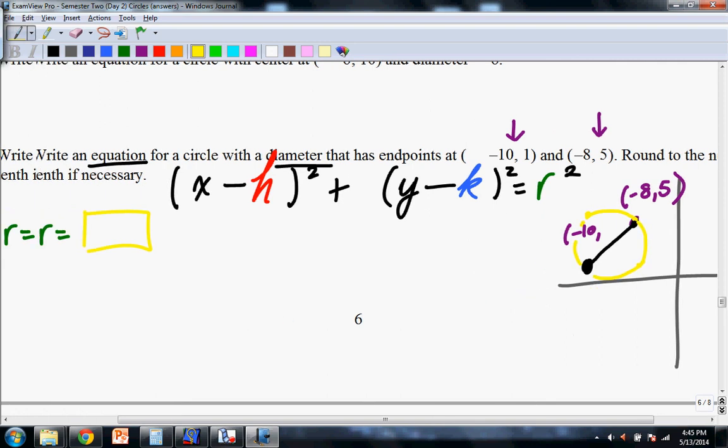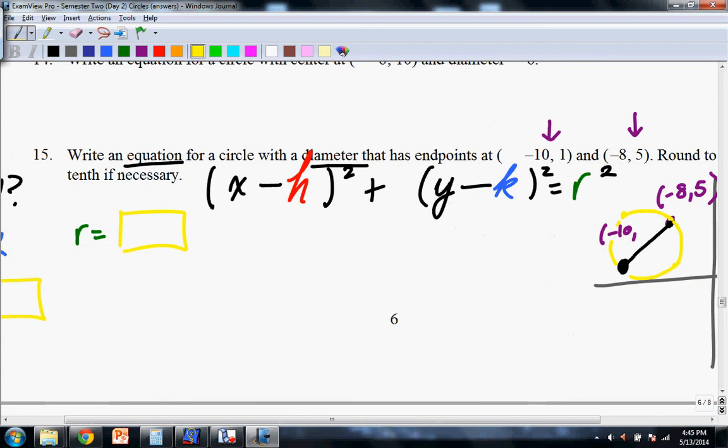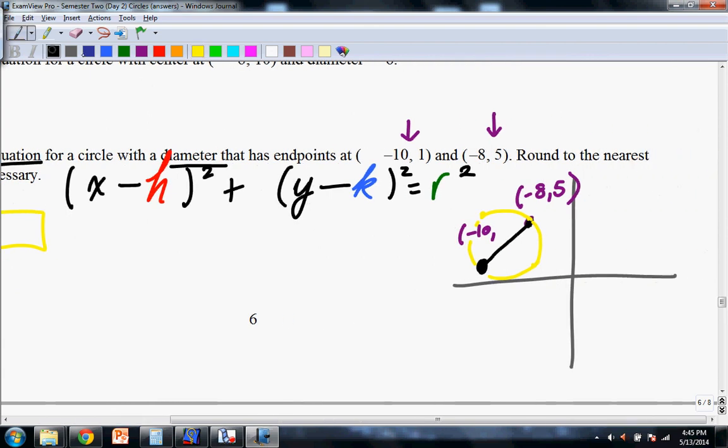Okay, now remember, there's only two things we need. We need the h, the k, and the radius. So let's put a dot at what the center would be, the center of the diameter. So we need our coordinates here, which is the center of the diameter. That would be our h and our k. Let me keep my variables and my color straight here. That would be our h and our k.